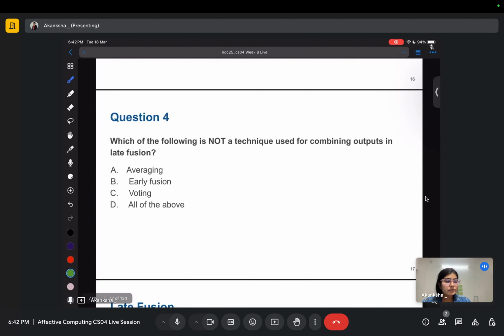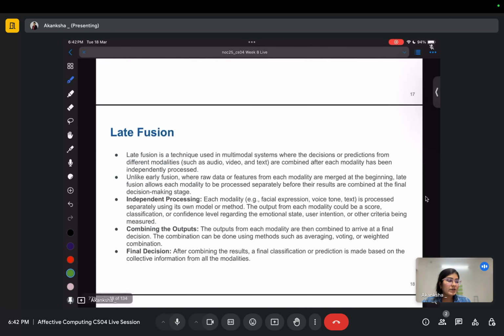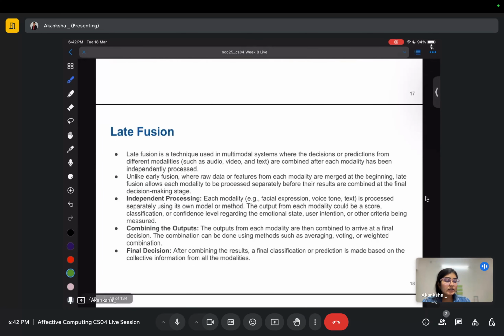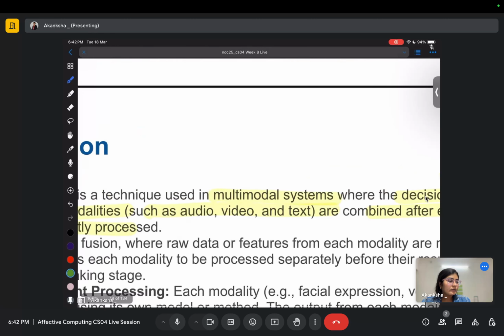So late fusion, we just talked about early fusion. Now what is late fusion? Late fusion is a technique used in multimodal systems when we are processing different modalities separately. Let's say we have audio, video, and text, and then when are we combining? Let's say three different modalities. So this is the text, this is the visual video, or this is the audio.